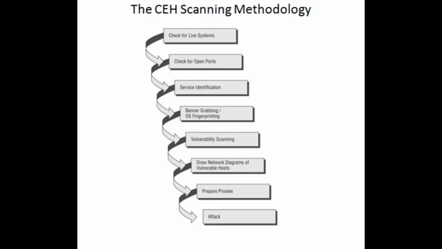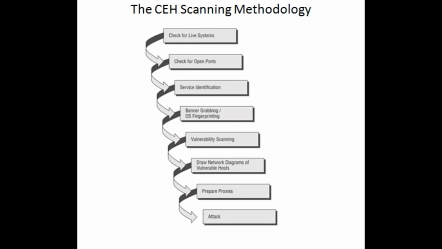Ping sweep techniques. The CEH scanning methodology starts with checking for systems that are live on the network, meaning that they respond to probes or connection requests. The simplest, although not necessarily the most accurate, way to determine whether systems are live is to perform a ping sweep of the IP address range. All systems that respond with a ping reply are considered live on the network.